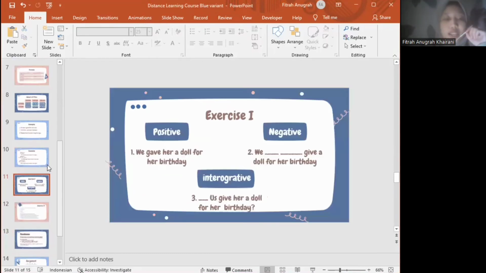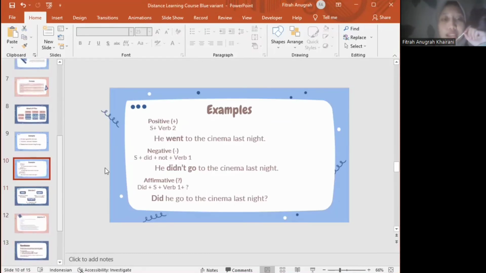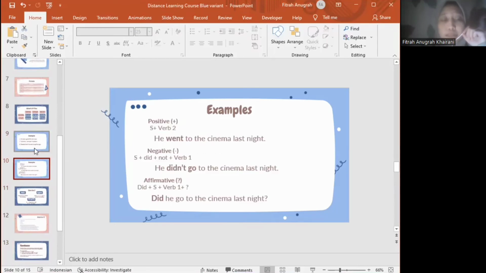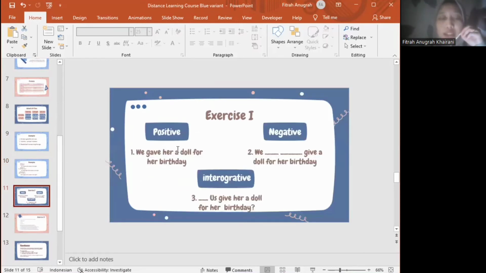Okay. Jadi, tadi adalah contoh-contoh dari penggunaan simple past tense ya. Can you get the point, students? Lanjut kepada exercise. Okay, there are positive sentence, negative, and interrogative sentence. And in this slide, there are sentences that are still incomplete, right? And now we have to complete the sentence together, okay?